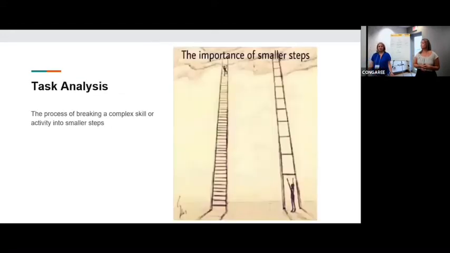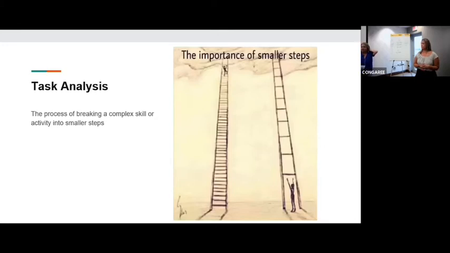So task analysis is really just the process of taking a complex skill or task and breaking it into smaller steps. This is a really great visual because you can see this ladder here. They're the same size, but this one is broken into smaller rungs, I think that's the right word for them. And so that person was able to make it up. This one is still down here at the bottom because they can't even reach the top.